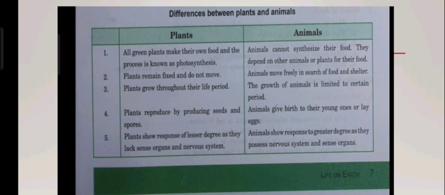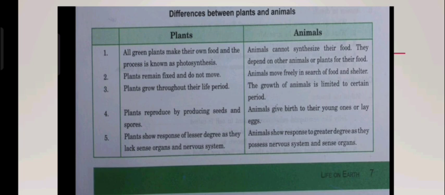The next point: plants remain fixed and do not move. Some plants, like floating plants, are not fixed to soil, so they move along with the water, but most plants will not move. Animals move freely in search of food and shelter.